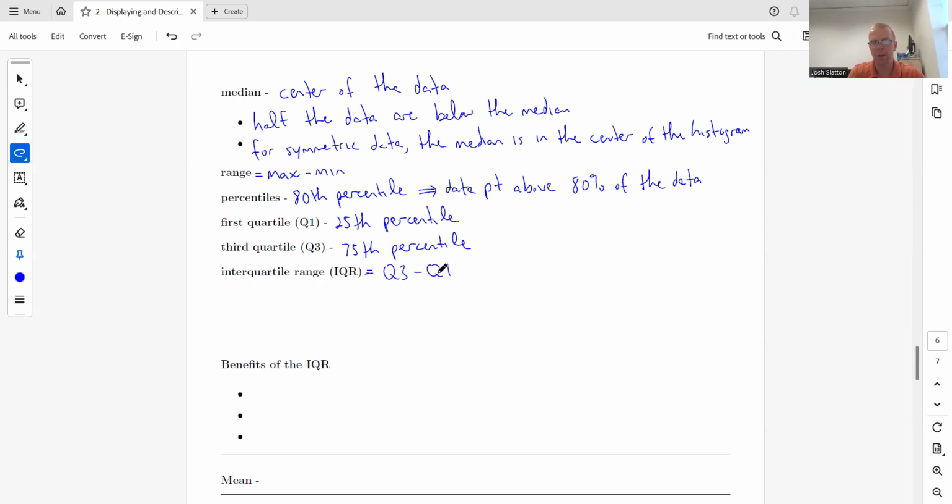And so what does the IQR tell us? The IQR, so this is the 75th percentile. That is the 25th percentile. Between these two, that would leave 50%. So the IQR measures the range of the middle half.